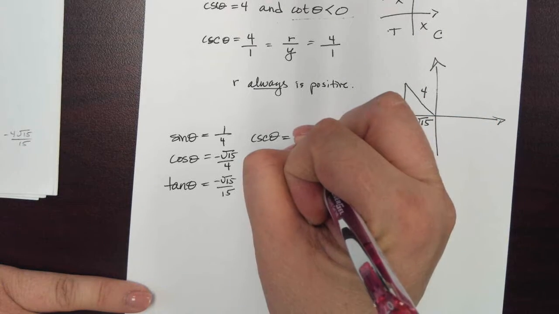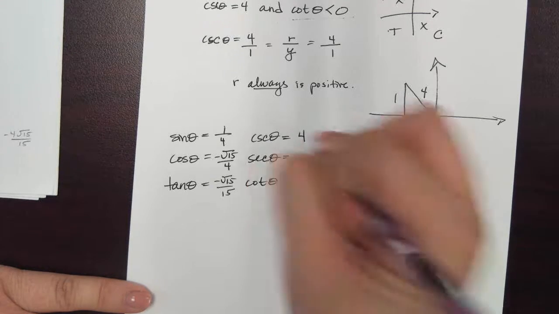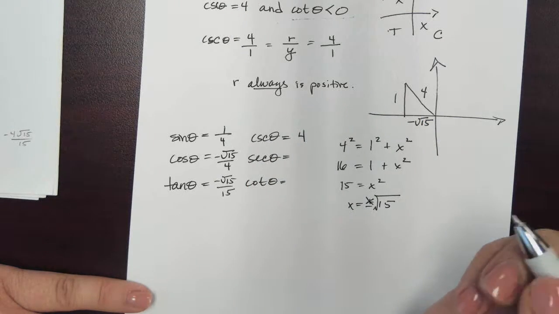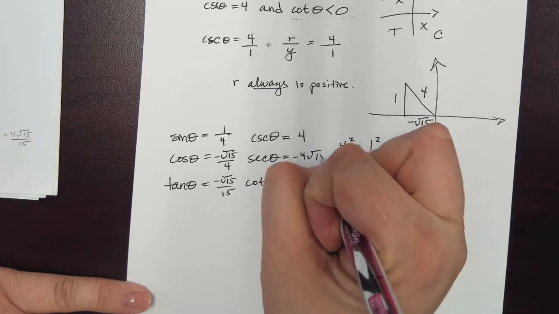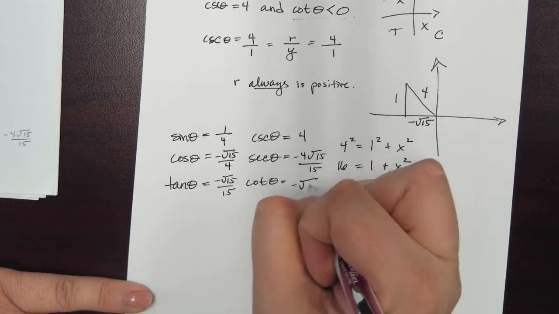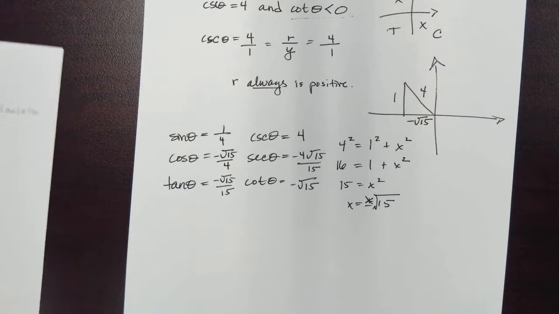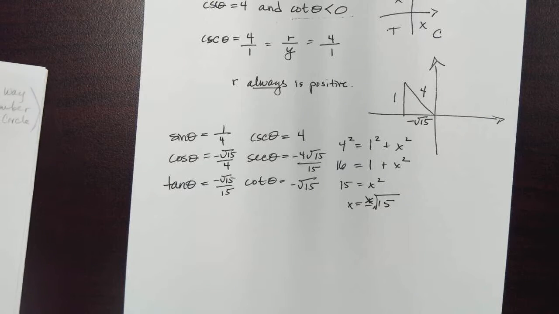Cosecant is equal to 4. Secant is negative 4 square root of 15 over 15, and cotangent is negative square root of 15. Okay? Not that bad.